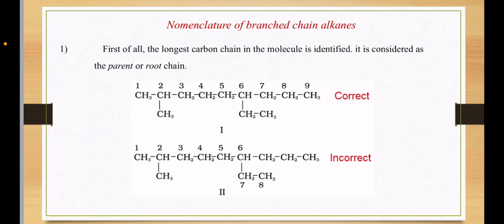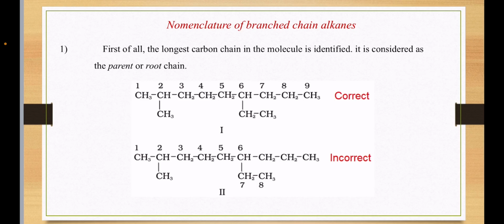Good morning, students. Today we'll take up nomenclature of branched chain alkanes. The first rule is that the longest chain in the molecule is identified and considered as the parent or root chain. As you can see in the example, the longest chain means we have to choose that chain in which the maximum number of carbon atoms are there.